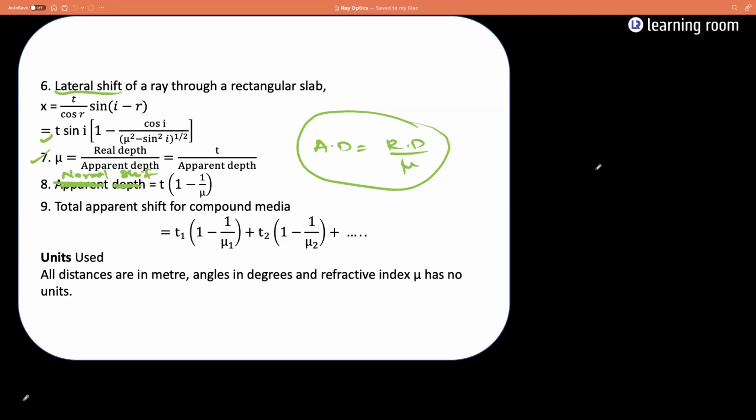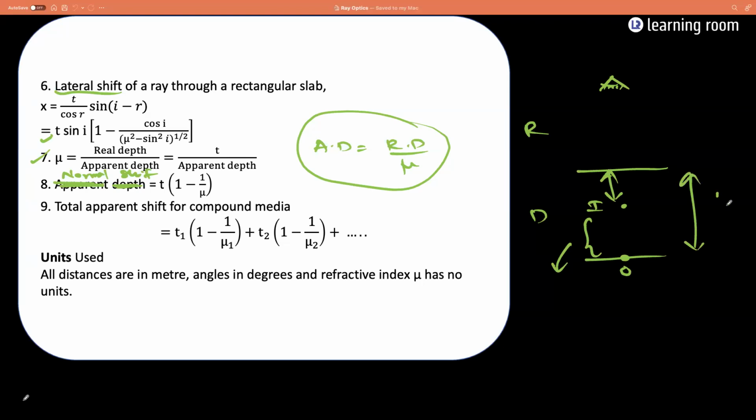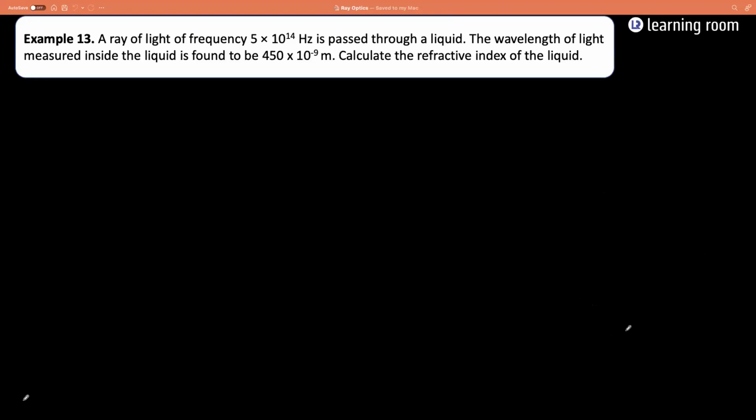Okay. So what do I mean by this? Apparent shift is when the object is kept in the denser medium and we have our eye placed in the rarer medium. So when the object is placed here, it appears as if it is present at this point. So it has shifted by how much? If I take this to be t, it is t into 1 minus 1 by mu. So this is the normal shift that has taken place. So having said this, we will try out some problems based on this concept.